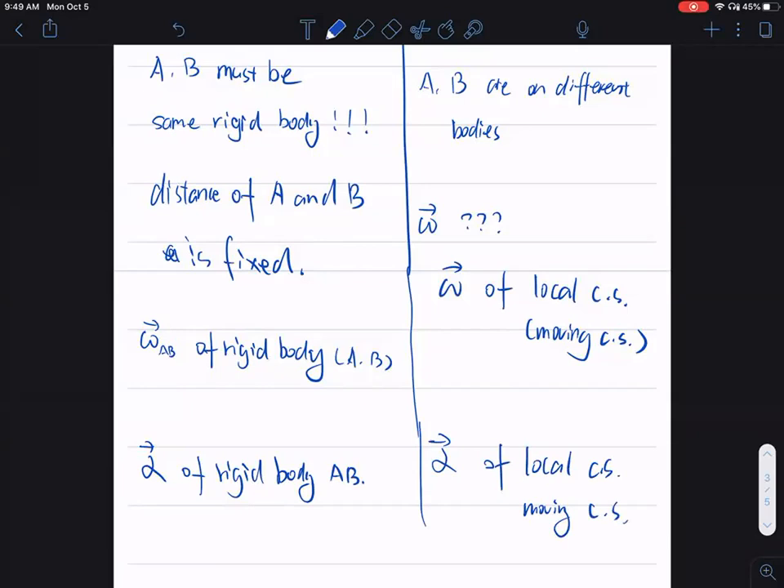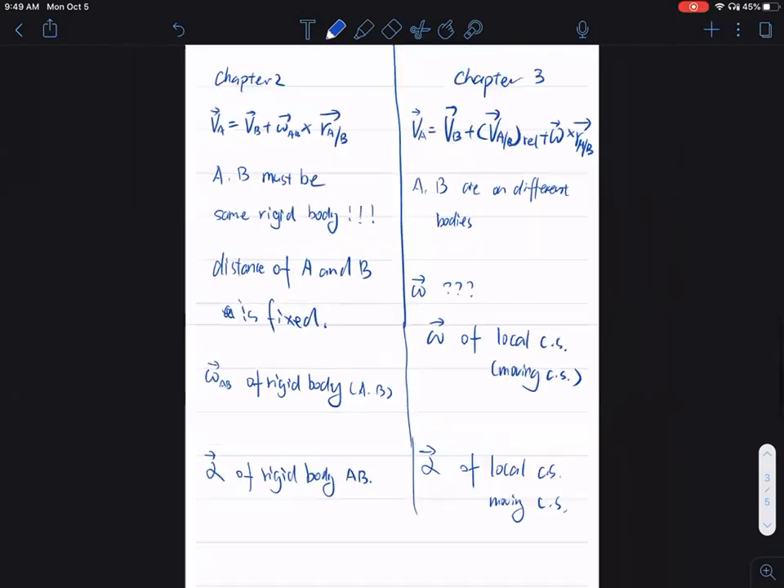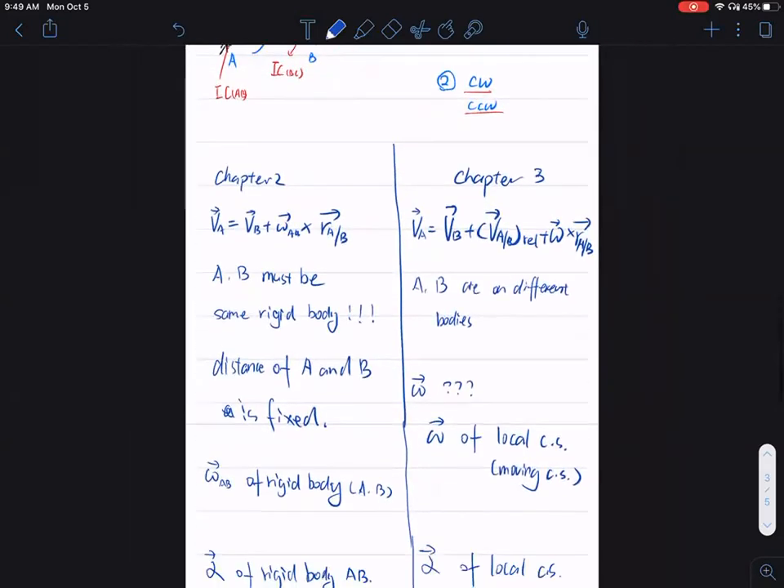For example, in that example we did in chapter 3, we put the moving coordinate system on that fire truck, there's the ladder of that fire truck. So the ladder of the fire truck is rotating at a certain rate. That means our moving coordinate system is also rotating at the same rate. That's our alpha and omega in chapter 3. So those are the main differences between chapter 2 and chapter 3. So be careful when you apply equations.